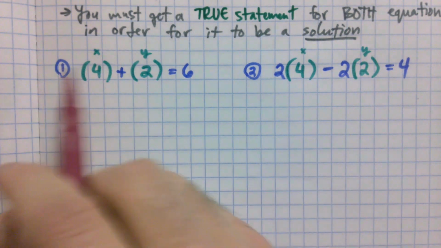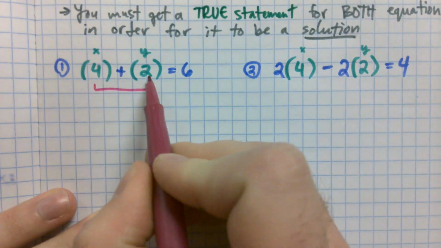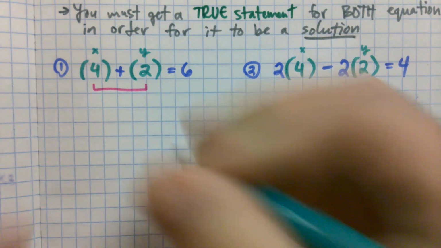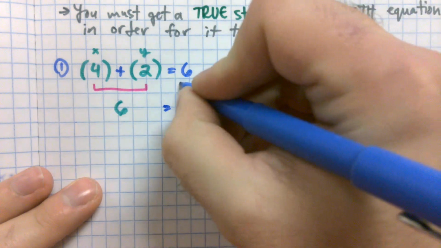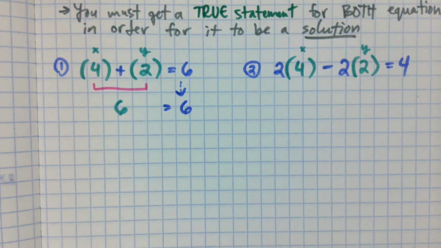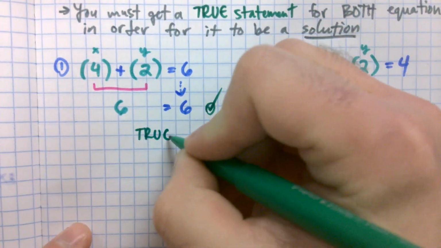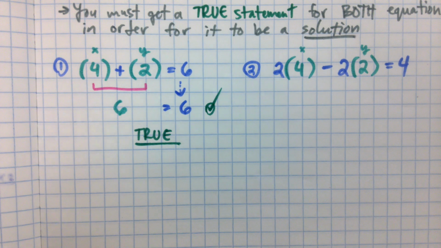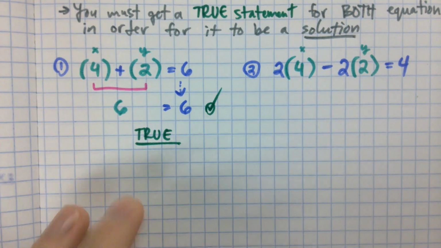So in the first equation, there's nothing to multiply. All we need to do is add. What would 4 plus 2 give us? 6. Bring down the equals 6. Is 6 equal to 6? Yes, it is. So this is true. But again, that doesn't necessarily mean this is a solution. We got to test out the other equation as well.